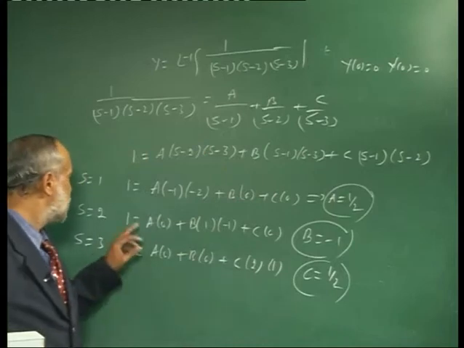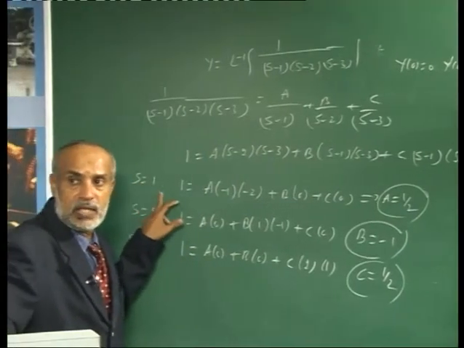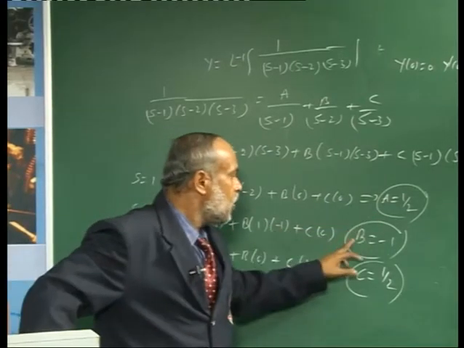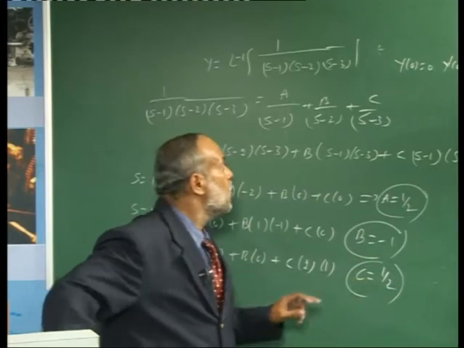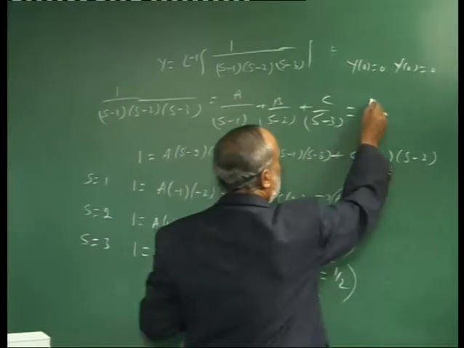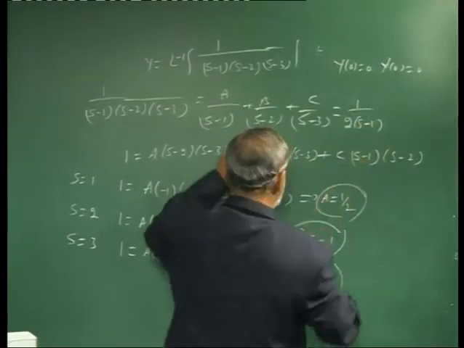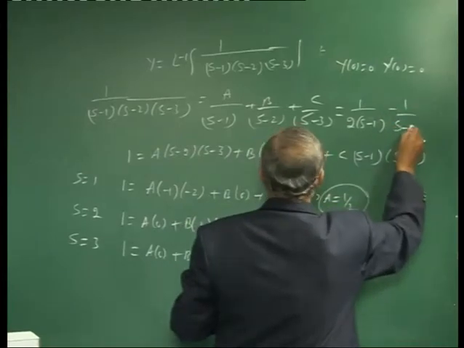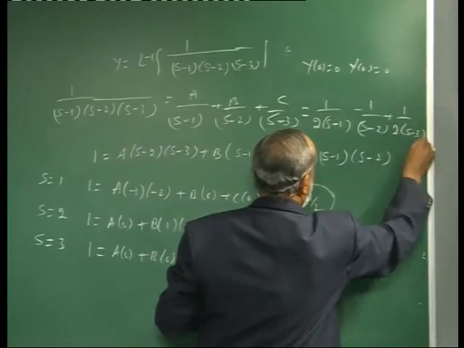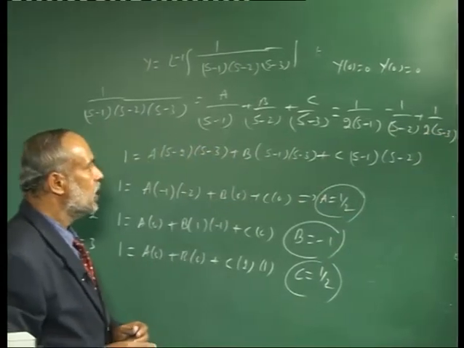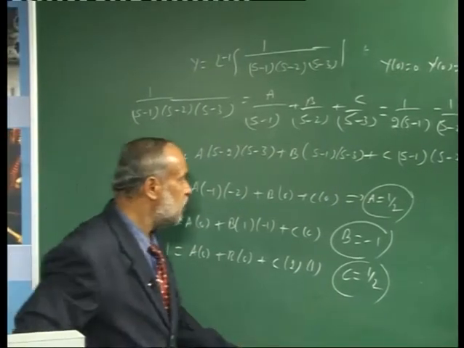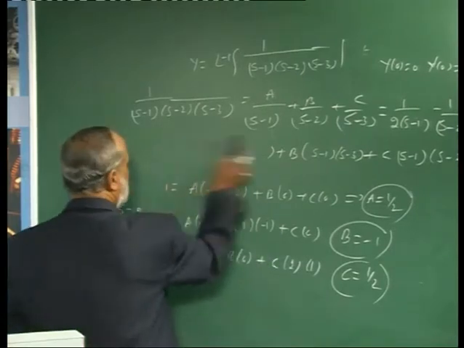After putting the values s equal to 1, s equal to 2, s equal to 3, you get a is 1 by 2, b is minus 1, c is equal to 1 by 2. Now you can substitute in these equations. The a term is 1 divided by 2 into (s minus 1), the b term is minus 1 divided by (s minus 2), and the c term is 1 by 2 into (s minus 3). After substituting, now you can apply the inverse transform. Then what do you get?